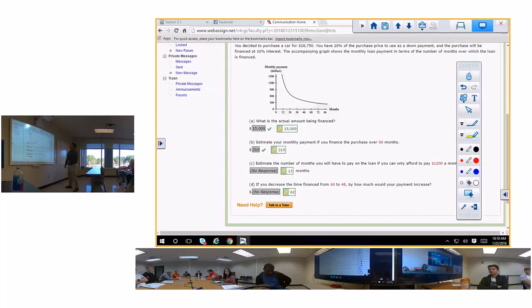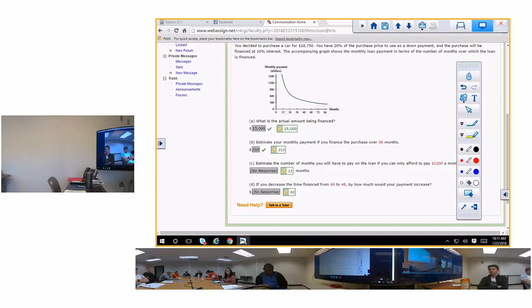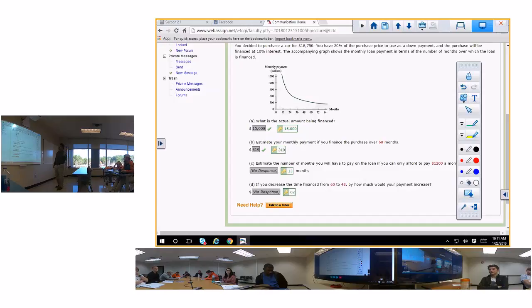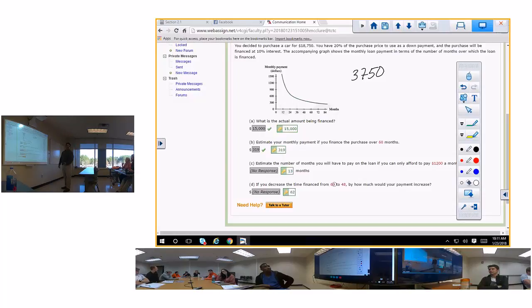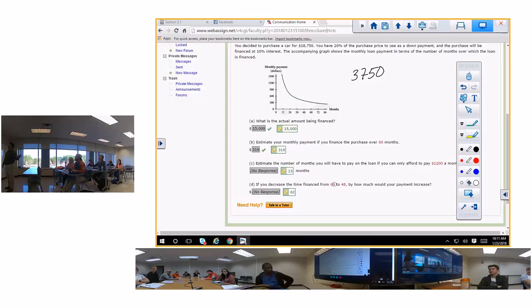Okay, this says you decided to purchase a car for $18,750. You had 20% of the purchase price to use as a down payment. So somebody multiply 1875 by 2, and that'll give you 20%, which is 3750. There's a 0 at the end of the 5. Okay, that's 20%. All right, yeah, that's right.